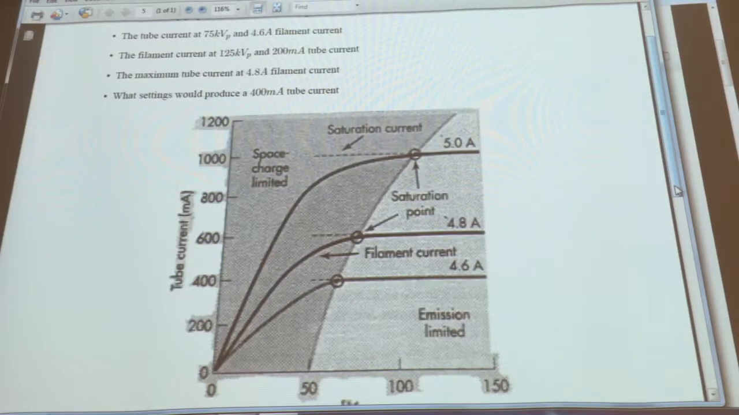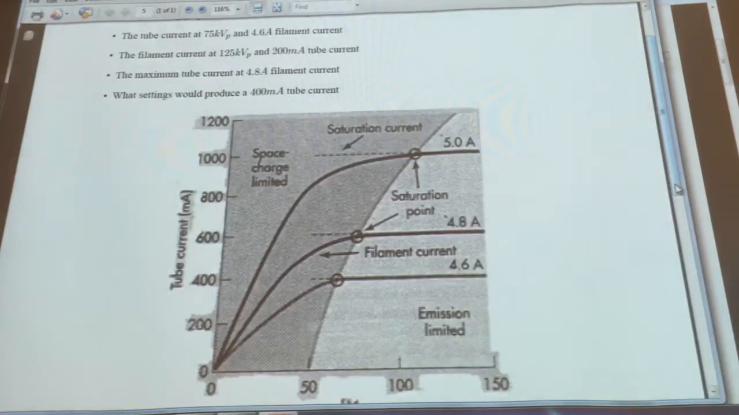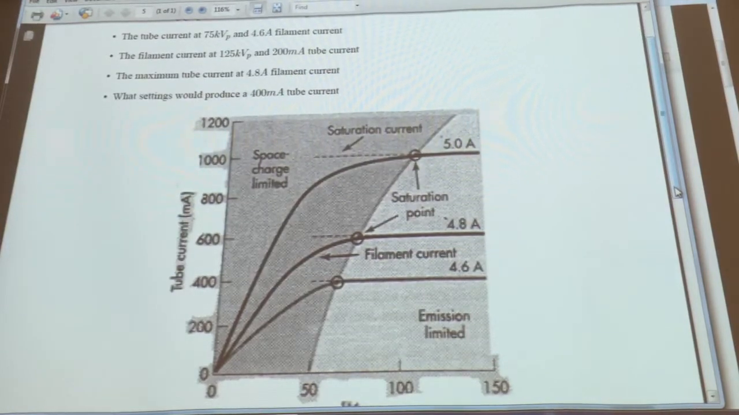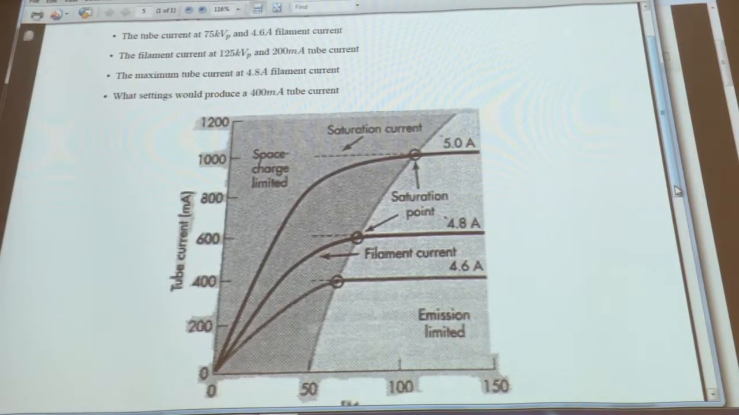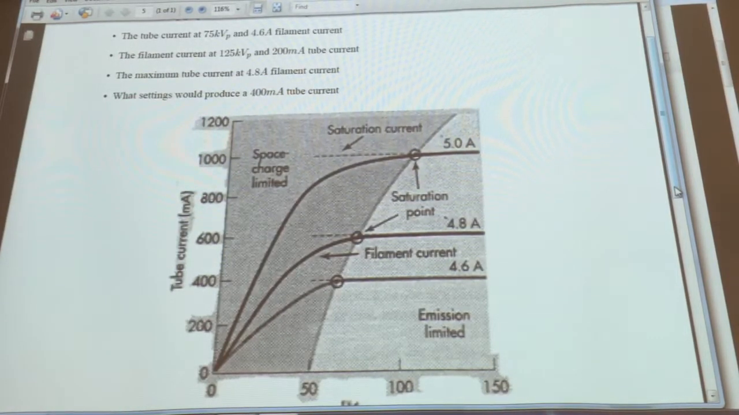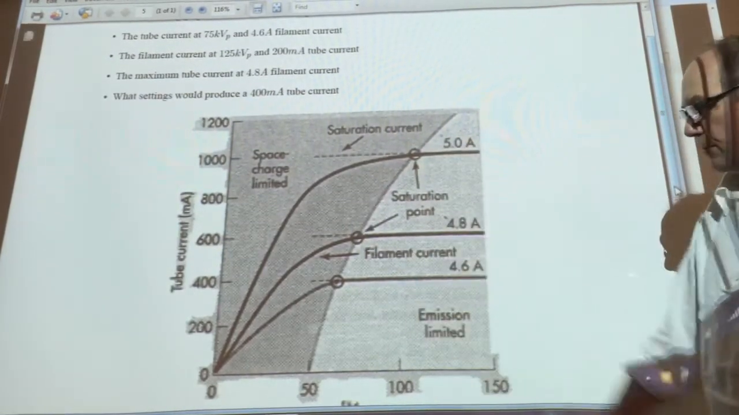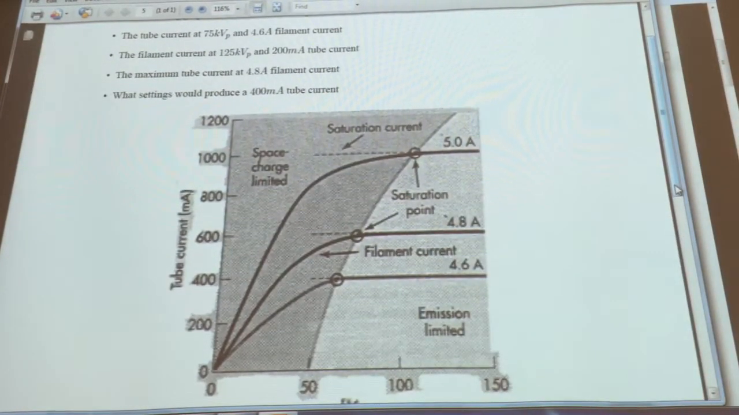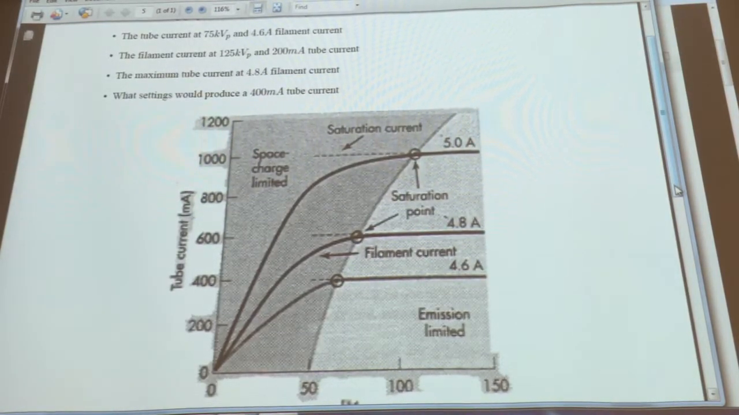Now we come to this other monster, space charge limited. And notice that space charge limited is mostly around the low KVP. Sort of anything below 50 KVP, but even up at high filament currents, it goes up a bit higher.